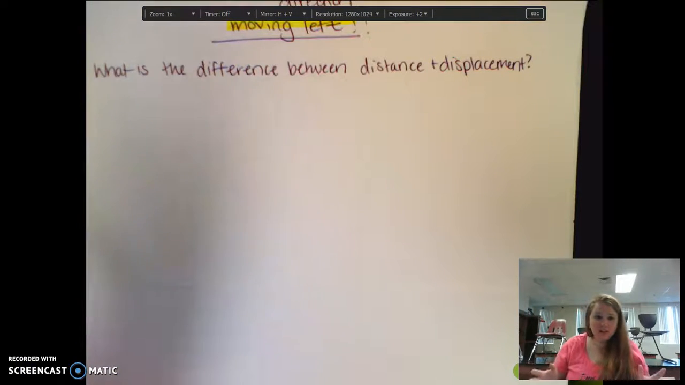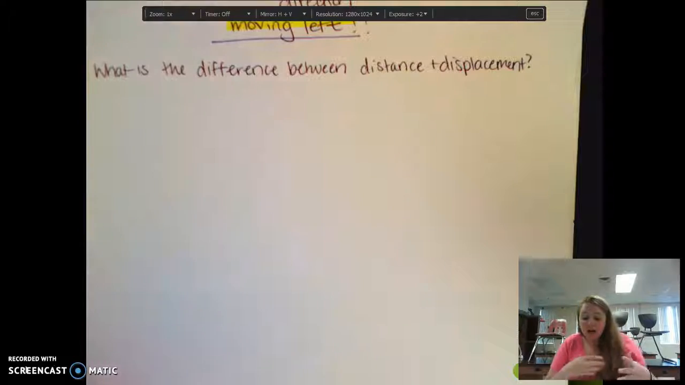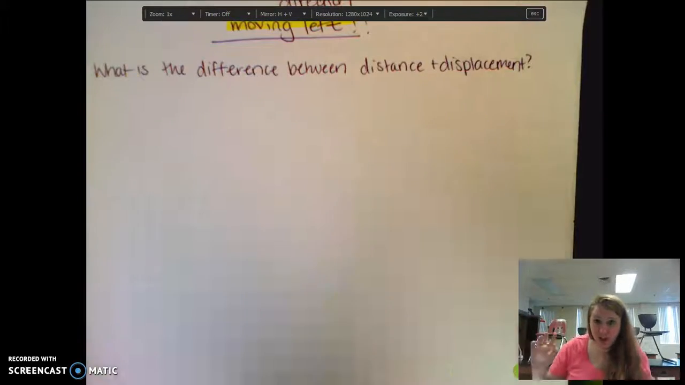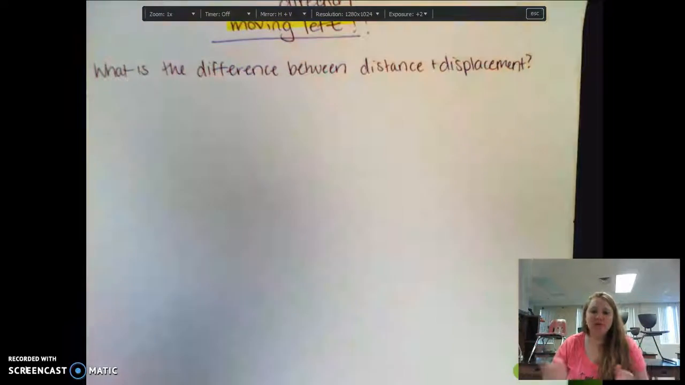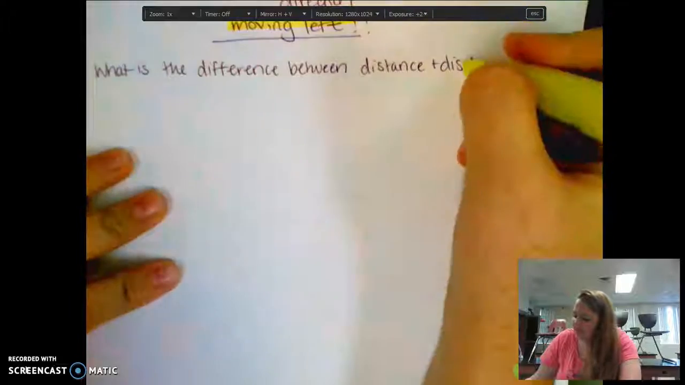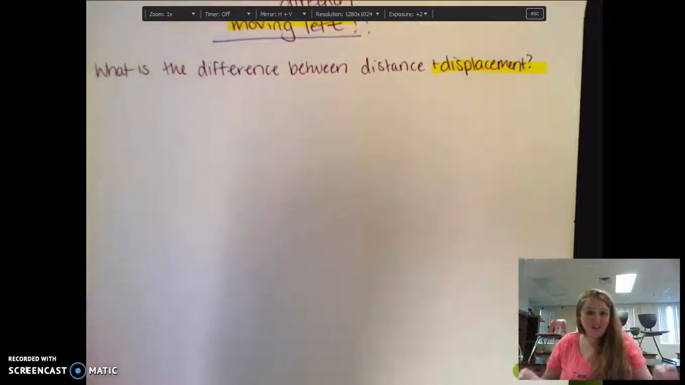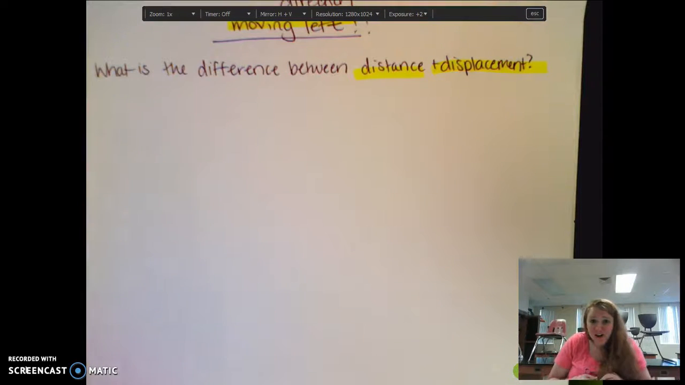Okay, now we need to understand what is the difference between distance and displacement. You might be saying, Ms. Miller, why don't you just say displacement is the distance you go? I'm either going 20 meters, 30 meters, whatever, negative 55 meters. Well, there's a bit of a problem with that because displacement is specifically defined as a change in position, whereas distance is just how far you go.